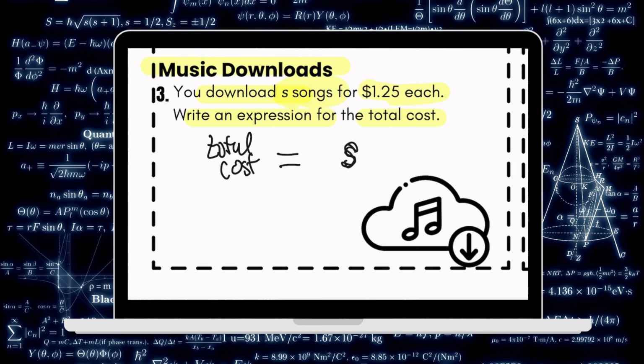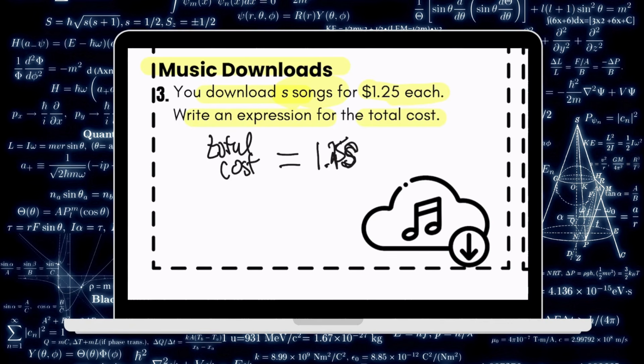$1.25, okay, if I just downloaded 2, I would have to add that twice. If I downloaded 5 songs, I'd have to do $1.25 plus $1.25 plus $1.25 plus $1.25 plus $1.25, which is the same as $1.25 times 5. So we know this means I'm going to multiply. And sometimes you just need to sort of think it through and work it out with the numbers to identify if you're adding, subtracting, multiplying, or dividing.